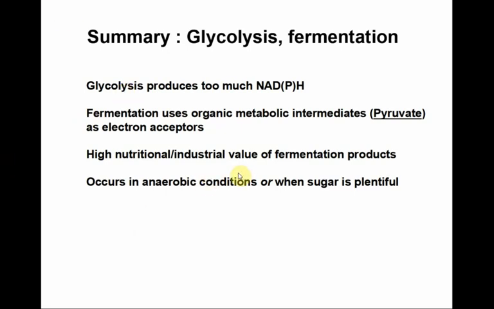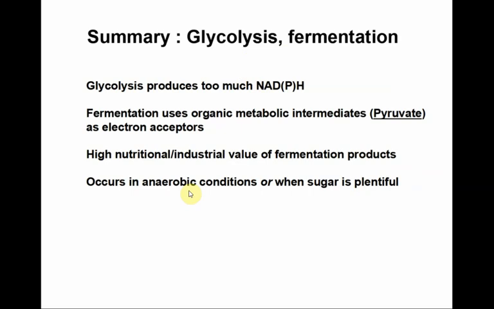Now, some of these fermentation products have good value in food production. So lactic acid fermentation is the basis for the production of all cheeses and every kind of yogurt. Ethanolic fermentation by yeast is a very big industrial, well, agricultural process used in making beer, wine, and so on. And finally, it occurs when there's no oxygen or if you've got a lot of sugar present.